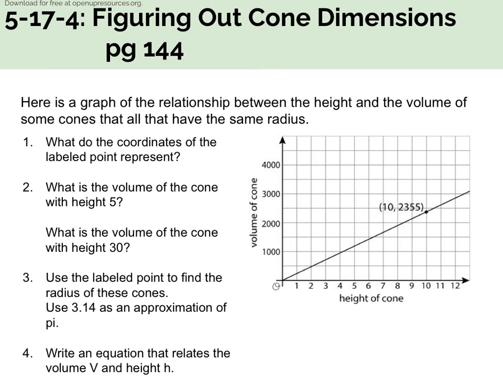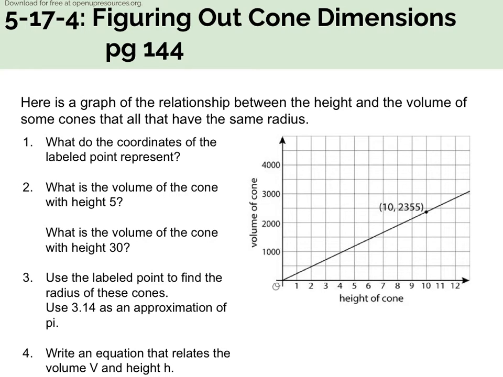Let's go ahead and turn to page 144, and we're going to look at this question. There's a graph with a relationship between the height and the volume of some cones that all have the same radius. What do the coordinates of the labeled point represent? What is the volume of the cone with height 5? What is the volume of the cone with height 30? Use the labeled point to find the radius of these cones. Use 3.14 as approximation of pi. And eventually we're going to write an equation for this graph itself. So go ahead and answer those questions. You need to pause, answer those questions, and then come back to me.